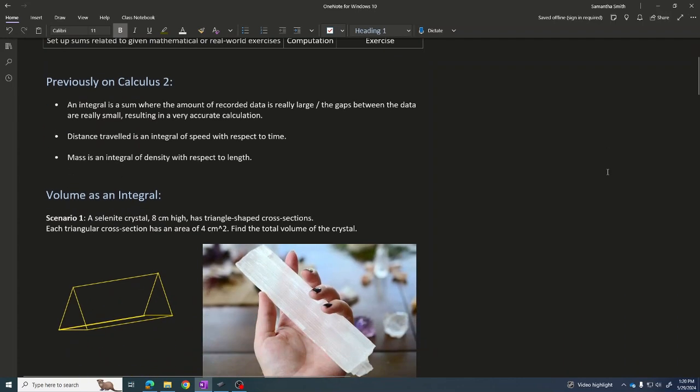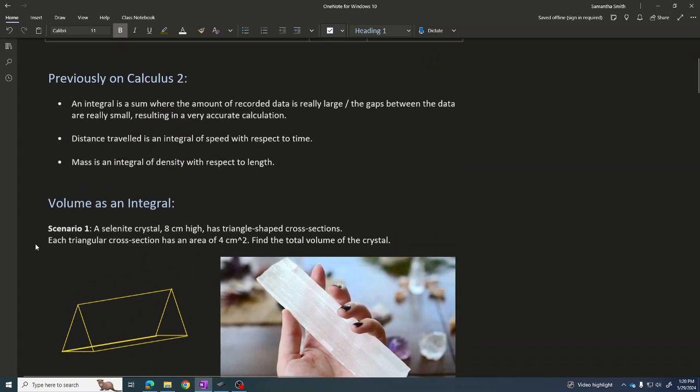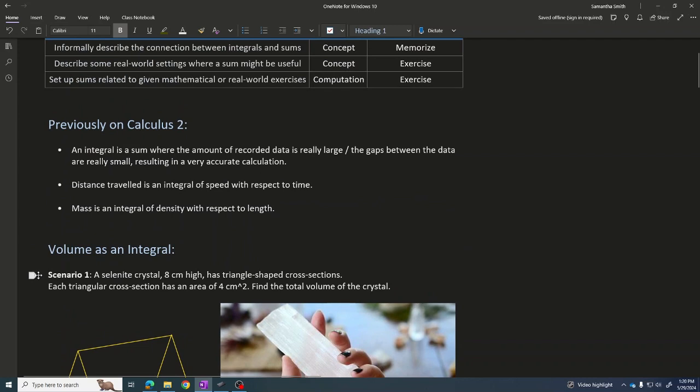Now, previous episode, we saw that an integral is a sum, and in particular, it's a sum where the amount of recorded data that you're using is really large, or put another way, a sum where the gaps between your data points are extremely small, resulting in very accurate calculations and estimates. We saw in the previous episode that distance traveled was an example of an integral. You can integrate speed with respect to time and get distance traveled. Put another way, you can do a sum involving speed and time and get from that sum distance traveled.